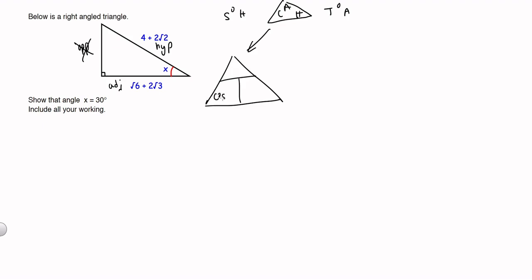That'll be cos angle. Adjacent, A for adjacent. Adjacent is root 6 plus 2 root 3. And the hypotenuse is 4 plus 2 root 2. Therefore, cos x is equal to root 6 plus 2 root 3 over 4 plus 2 root 2.